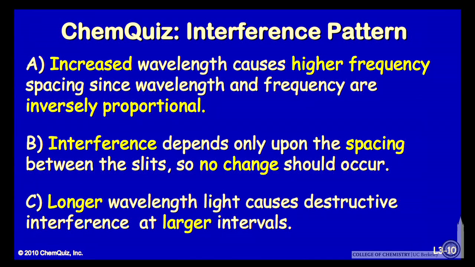Let's consider three possible explanations for the three answers. A, increased wavelength causes higher frequency spacing since wavelength and frequency are inversely proportional. Or B, the interference depends only on the spacing between the slits. So increasing the wavelength doesn't change anything and no change should occur. Or C, longer wavelength light causes destructive interference at larger intervals along the wall.